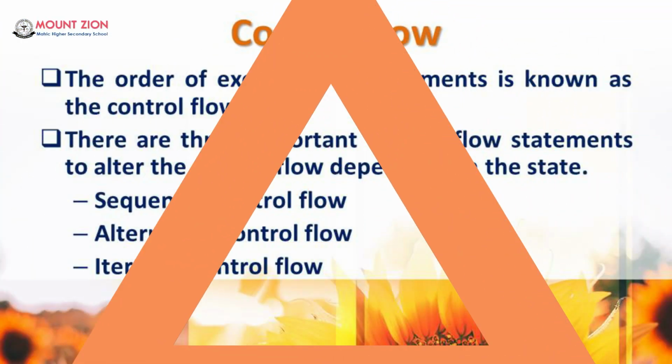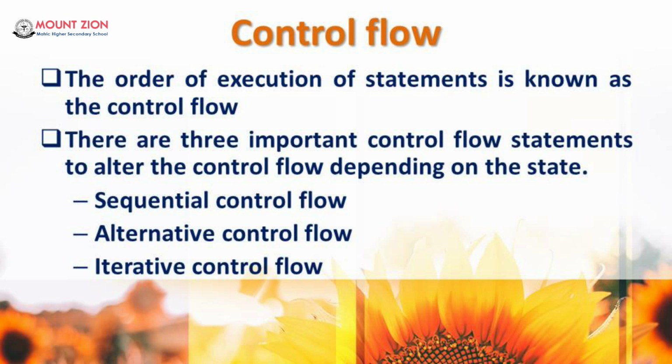The next one is control flow. An algorithm is a sequence of statements that we have discussed so far. However, after executing a statement, the next statement executed need not be the next statement in the algorithm. The statement to be executed next may depend on the state of the process. So the order in which the statements are executed may differ from the order in which they are written in the algorithm. This order of execution of statements is called control flow.